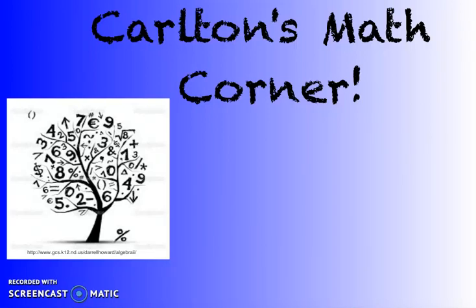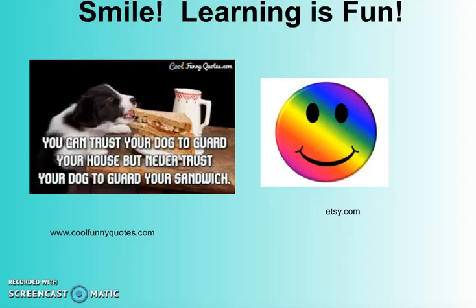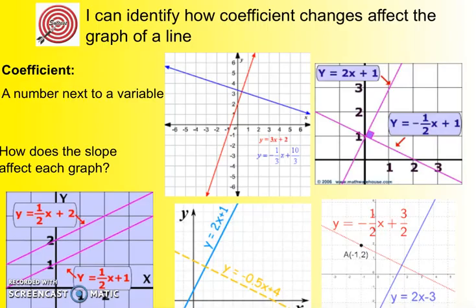Today we're going to continue our study on the slope-intercept form. At this time, please make sure that you have your math journal, vocab packet, as well as something to write with. Our target today is: I can identify how coefficient changes affect the graph of a line.